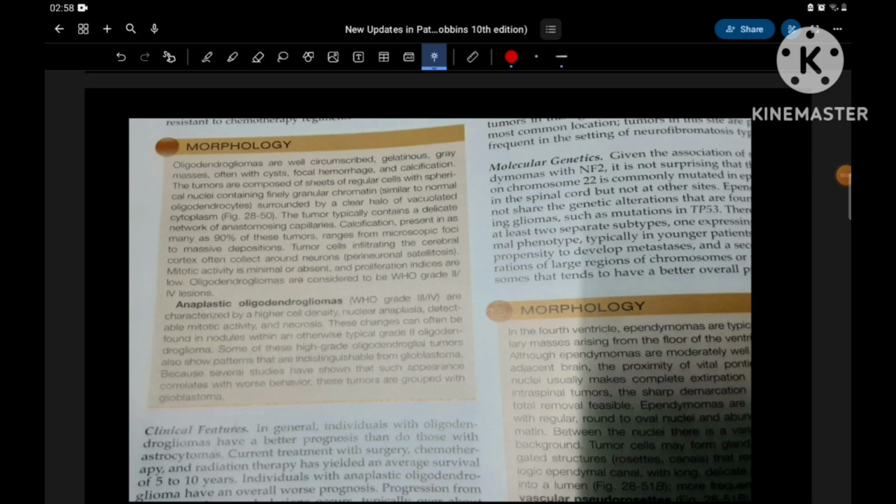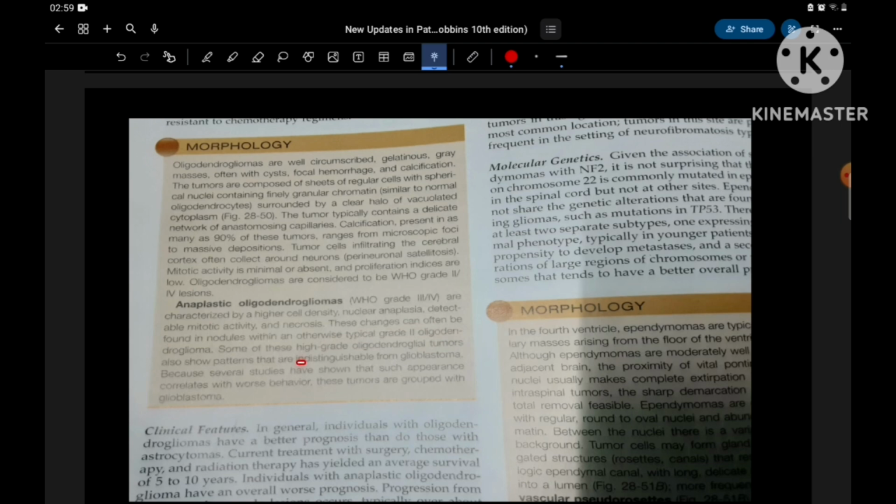See guys, I just took a photo. Anaplastic oligodendrogliomas. See this, what they have said, that they show patterns that are indistinguishable from glioblastoma. Anaplastic oligodendrogliomas, which are grade 3, are characterized by higher cell density, nuclear anaplasia, detectable mitotic activity, and necrosis. These changes can often be found in nodules within an otherwise typical grade 2 oligodendroglioma.